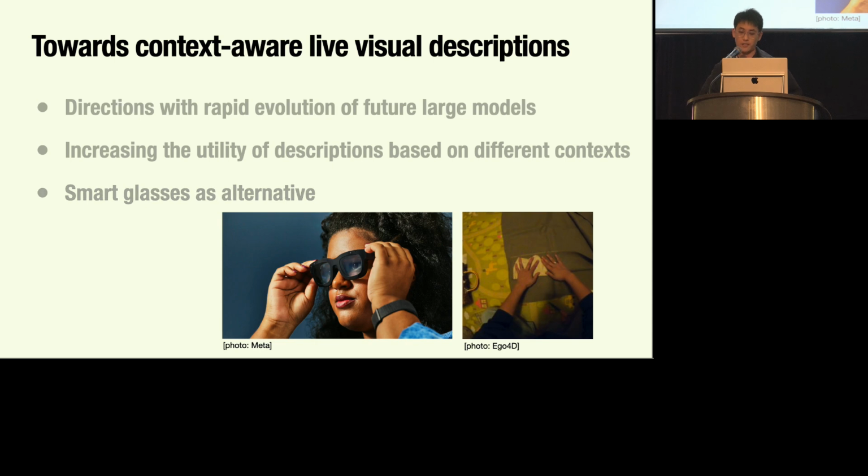And third, smart glasses could be a promising alternative to smartphones, which users may struggle to aim correctly. They can provide an egocentric perspective that could help WorldScribe offer more personalized experiences based on users' hands-on activities.